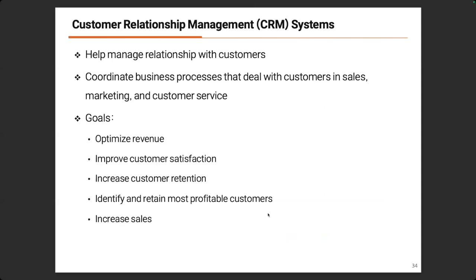So this kind of system helps the organizations have good relationships with customers. So as we discussed, good relationships with customers can make the business more profitable, and then they can sell more products to the customers.